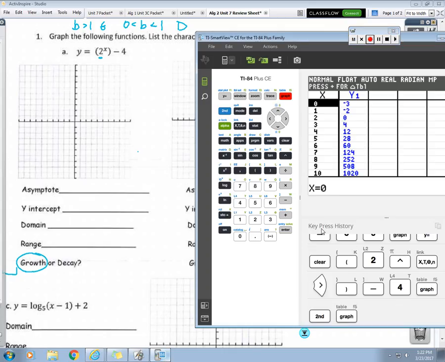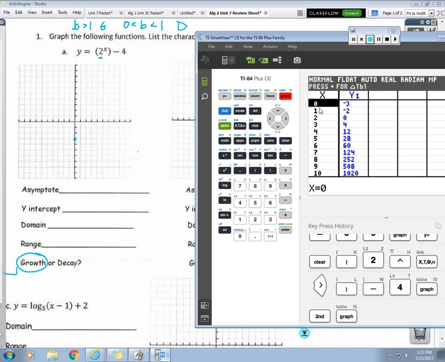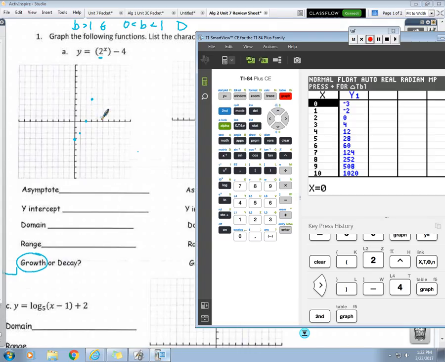Second table. Okay, so there's a nice point, 0, negative 3. 1, negative 2. 2, 0, then 3, 4. Right, 3, up 1, 2, 3, 4. And then that's enough points for the right side. Now let's go to the left and find some points over here.